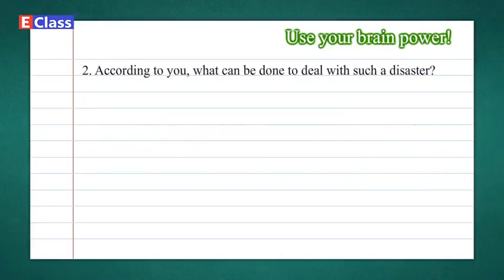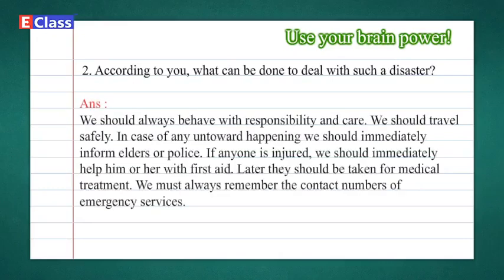2. According to you, what can be done to deal with such a disaster? Answer. We should always behave with responsibility and care. We should travel safely. In case of any untoward happening, we should immediately inform elders or police. If anyone is injured, we should immediately help him or her with first aid. Later, they should be taken for medical treatment. We must always remember the contact numbers of emergency services.